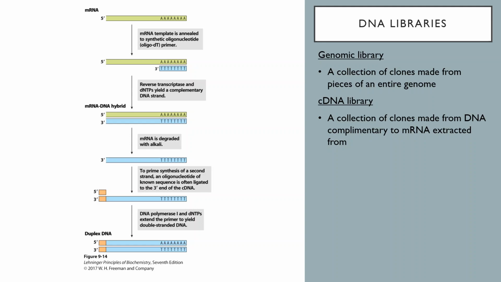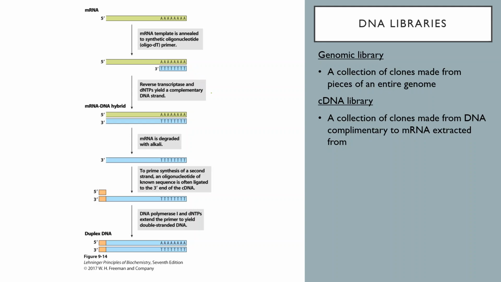So you extract the mRNA from your source, and then you can't use RNA for cloning. RNA itself just is not stable enough, and of course it can't be incorporated into a plasmid or replicated on its own. So the mRNA has to be converted back into DNA. The way to do that is first to combine it with an oligo-dT primer.